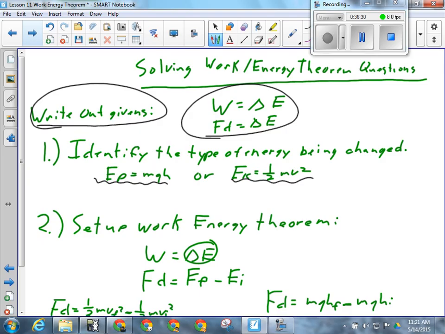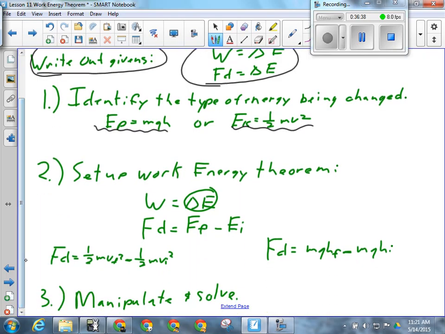Once we know that, we set up the work energy theorem. Change in energy equals final minus initial. For a potential energy problem, it looks like this: force times distance equals mgh final minus mgh initial. If it's a kinetic energy problem, it looks like this: 1/2 mv final squared minus 1/2 mv initial squared. Then you manipulate and solve.